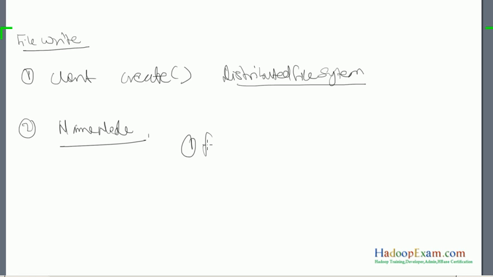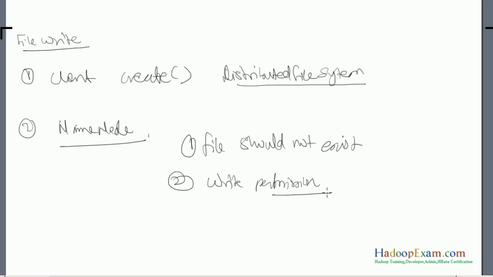First, the file should not already exist, because you could overwrite the file, something could go wrong, or the file could be corrupted. Then it checks whether the client has permission to write the file. These are normal file system checks, and the check passes or fails. If the check fails, what happens? It will throw an IOException. That's all.